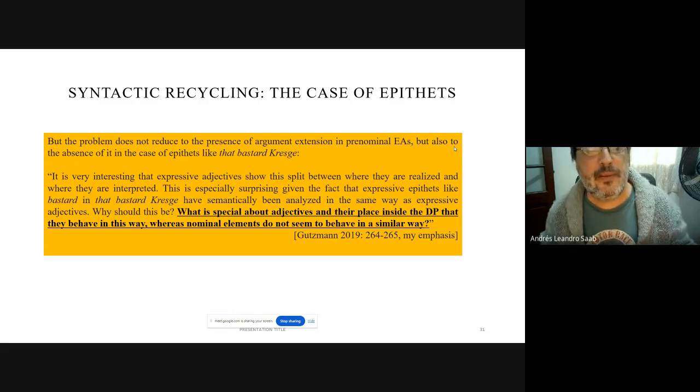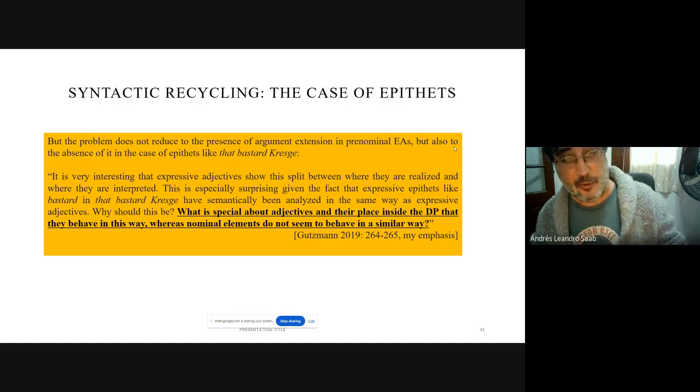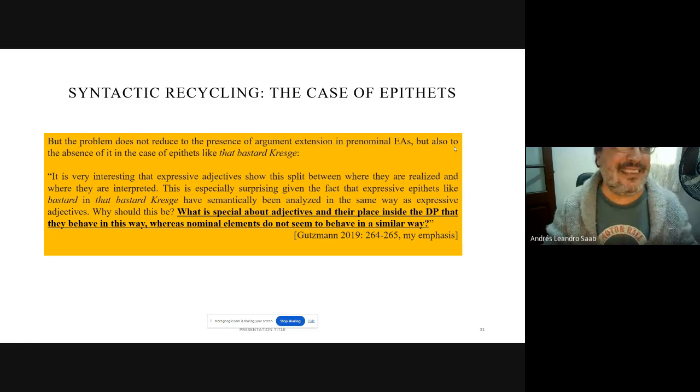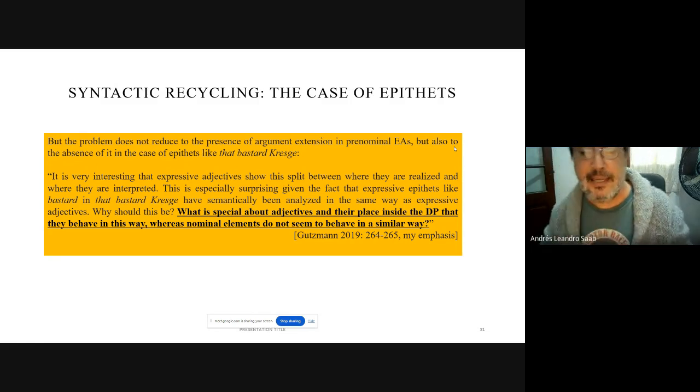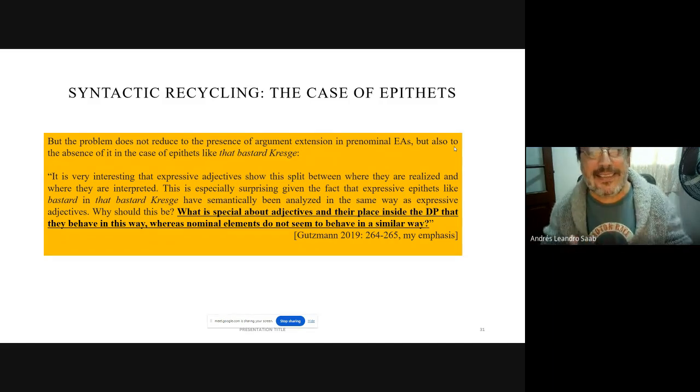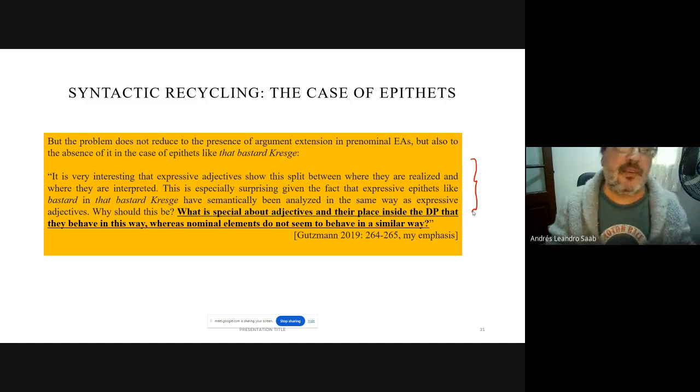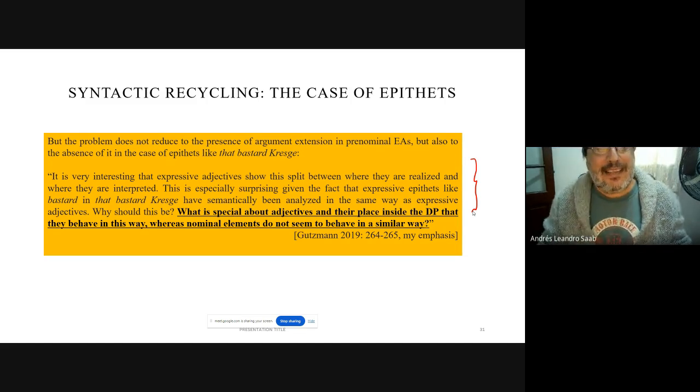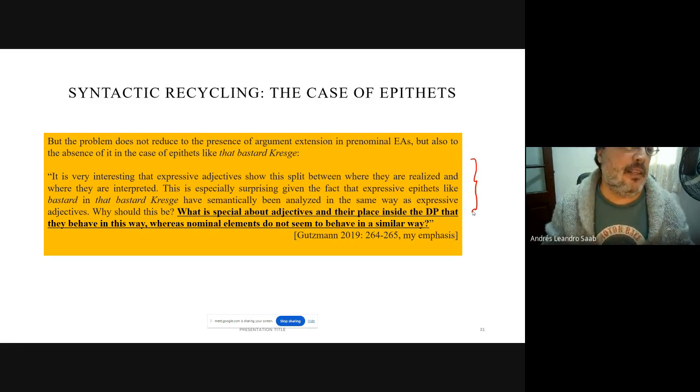So this has been observed by Guzman, where he says that it's very interesting that expressive adjectives show this split between where they are realized and where they are interpreted. This is especially surprising given the fact that expressive epithets like "bastard" in "that bastard Kresge" have semantically been analyzed in the same way as expressive adjectives. Recall, he's mentioning here implicitly POTS's approach. So if POTS is right, why is it the case that only expressive adjectives trigger argument extension? And he wondered what is special about adjectives and their place inside the DP that they behave in this way, whereas nominal elements do not seem to behave in a similar way.